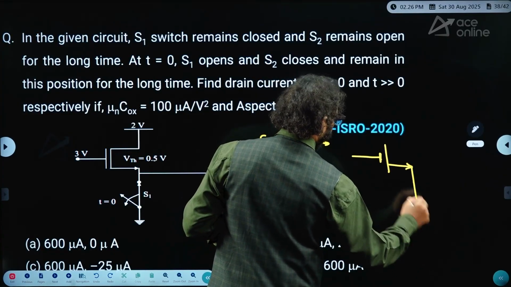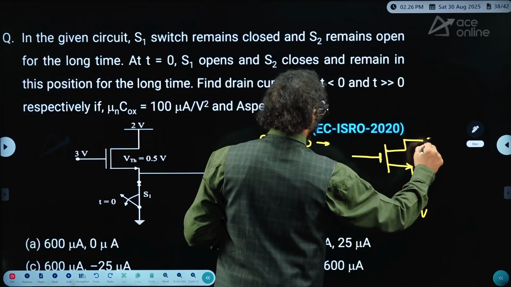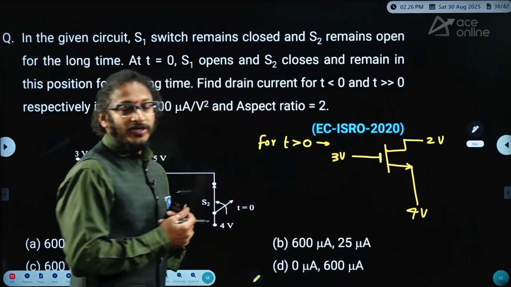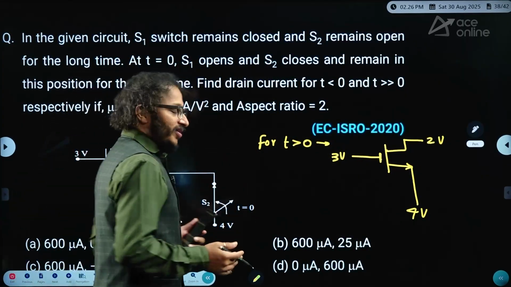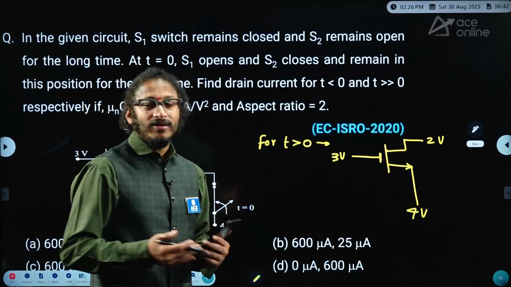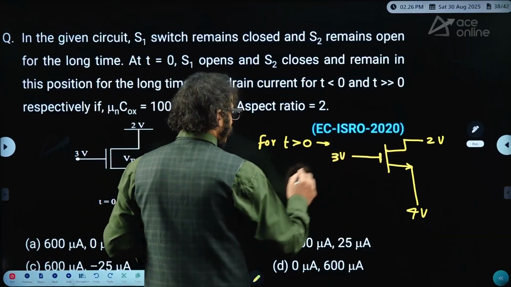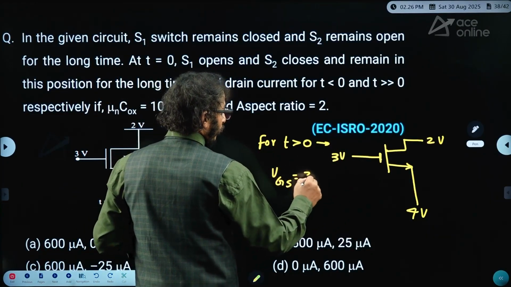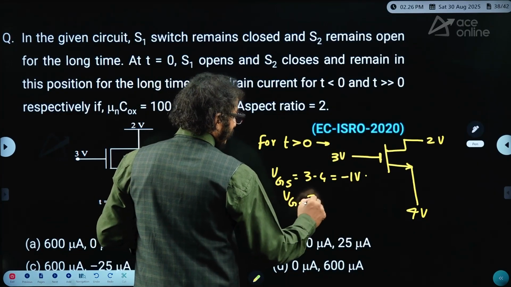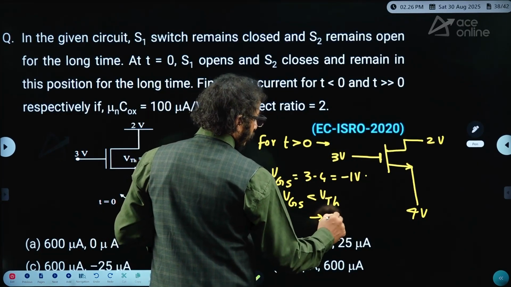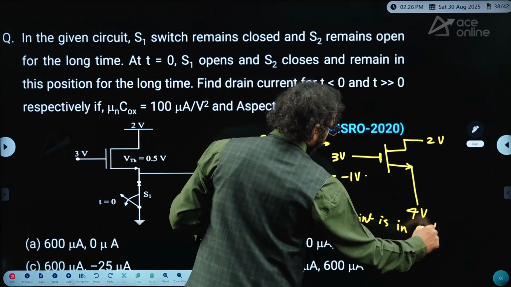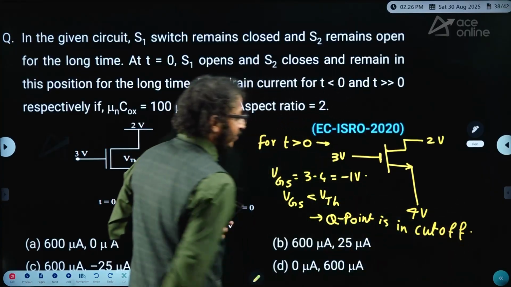Here it is 4 volt, and here he provided 2 volt, 3 volt, and of course the threshold voltage is 0.5 volt. Now tell me, dear students, first what should I consider: whether the MOSFET is on or off. If it is on, is the Q point in linear or saturation? Now have a look carefully. What is VGS? VGS is simply 3 minus 4. My God, it is minus 1 volt. VGS is less than the threshold voltage. Oh my God. So the Q point is in cutoff.